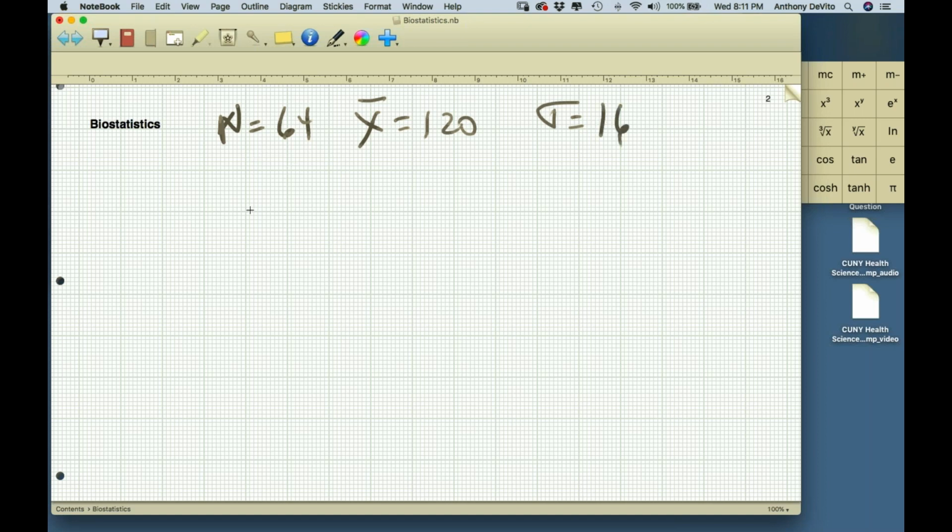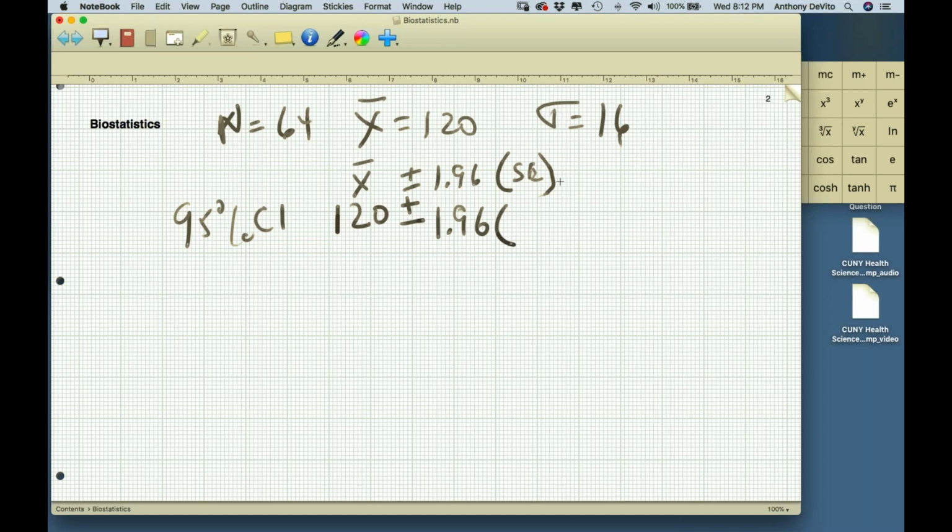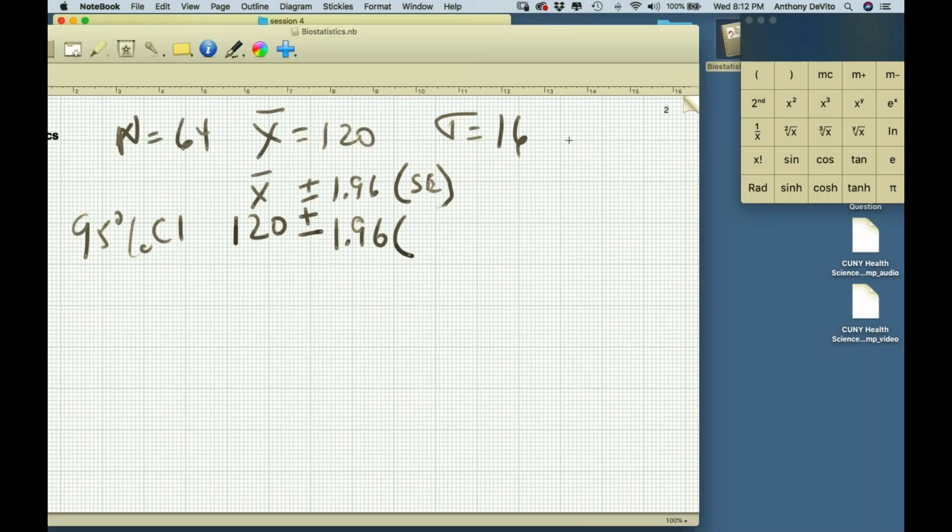We can say that our 95% confidence interval is equal to 120 plus or minus, that's x bar, plus or minus 1.96 times our standard error. Our standard error is equal to sigma over the square root of the sample size, which is 16 divided by the square root of 64, which is 8. So that's going to be equal to 2.